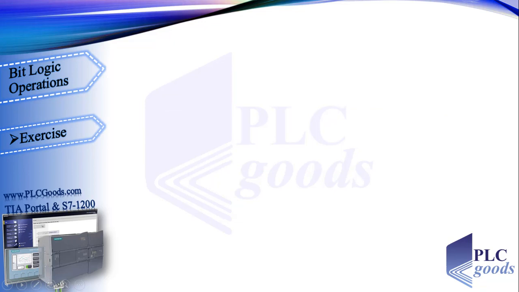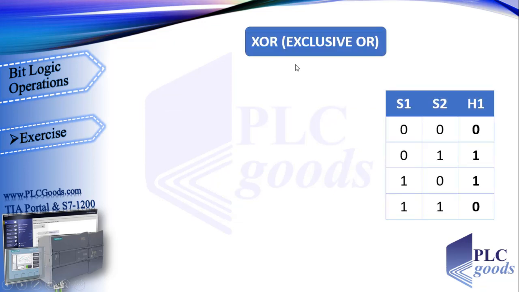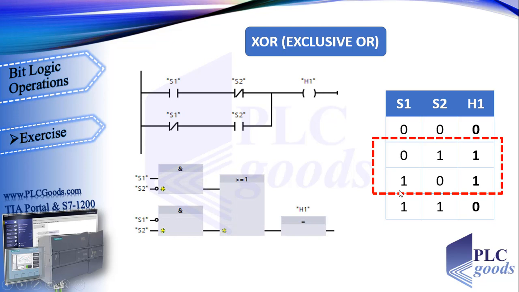As an exercise, let's see what XOR logic is. In this logic, the output will be on if and only if one of its inputs is active. Otherwise the output will be off. This is XOR logic in ladder and this is in function block language.